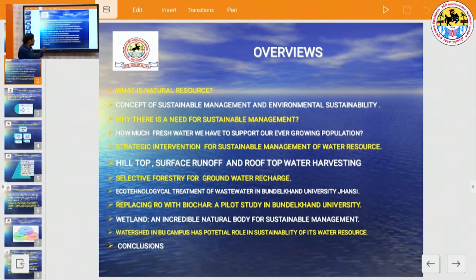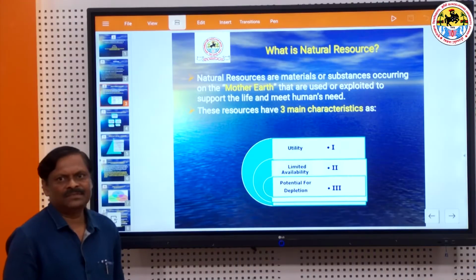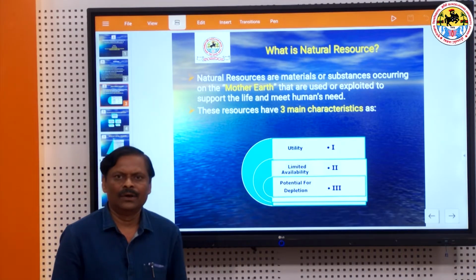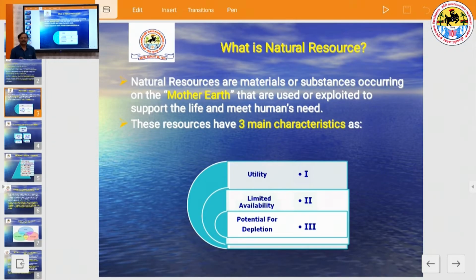Before going into detail, I would like to give you the overview. There are 12 different aspects I will discuss. The first one: in my previous lecture I also gave some impression of what a natural resource is. As you know, natural resources are materials or substances occurring on this mother earth. When I say mother earth, it means that the mother is the only source of nourishment for any child. So, when we look for any type of resources, it is the mother earth which is nourishing us.